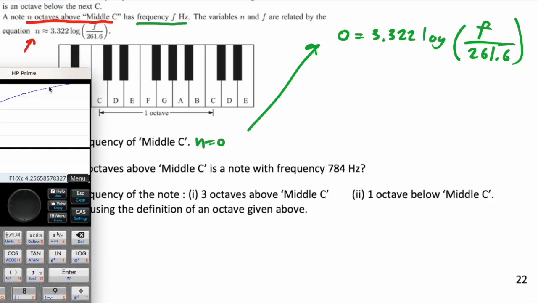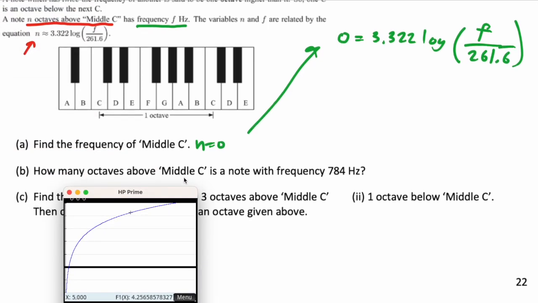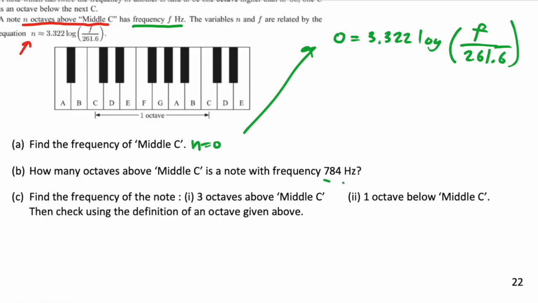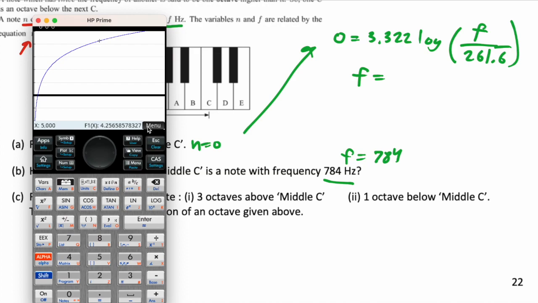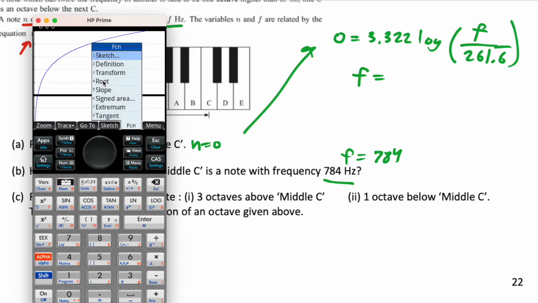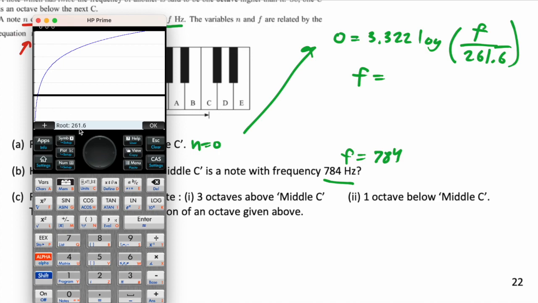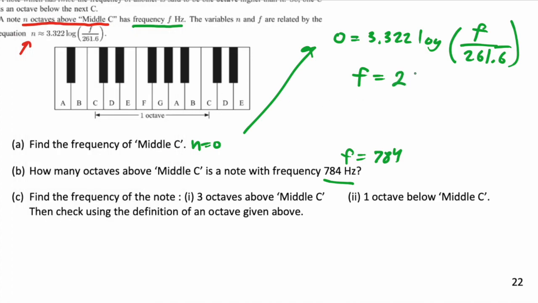How many octaves above middle C is this frequency here? Well, we can substitute in f equals 784, right? Actually, I forgot to even answer the first question. Find the frequency here. We didn't actually get that yet. We had to get the x-intercept of this graph to answer part 1. So go to menu, function, root is the x-intercept, and it is 261.6. Okay, which is just this number right here, right?